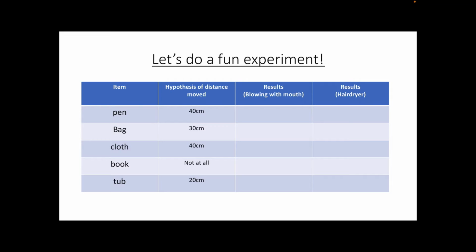So what we're going to do is, for each item, we're going to predict what distance it's going to move, depending on whether we blow with our mouth or we blow with a hairdryer, because this gets us to think about how the wind affects everything outside. So you'll see that wind easily blows through trees, and that's a really good predictor of how fast the wind's going. But it's not going to blow your car or blow your house.